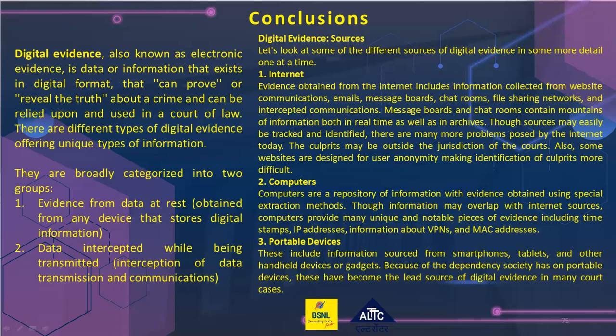Therefore, there are different types of digital evidence offering unique types of information. Here we categorize evidence broadly into two: data at rest, like any device storage, and secondary, data anticipated while being transmitted, that is, the data transmission and communication. And where are the digital evidence sources? From the internet, computers, and portable devices.